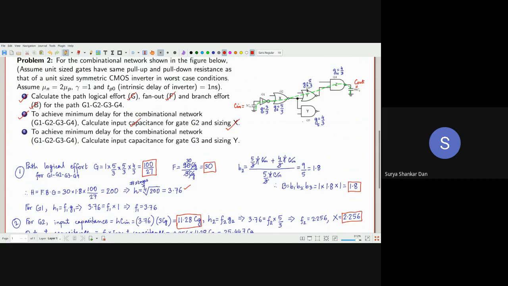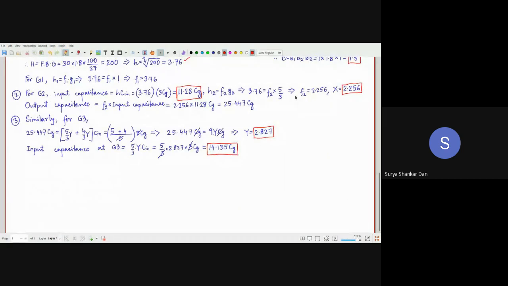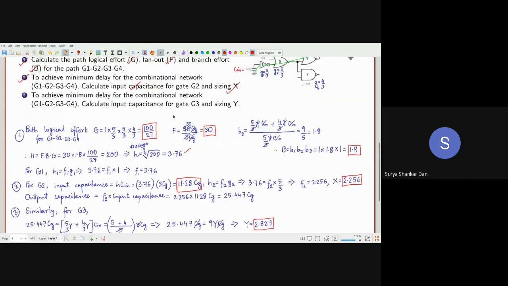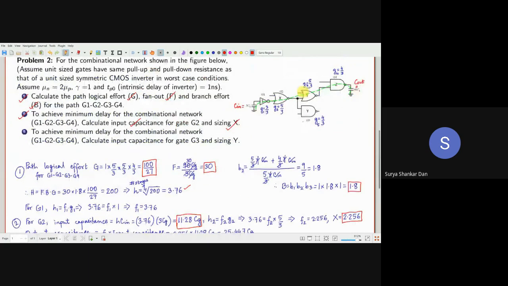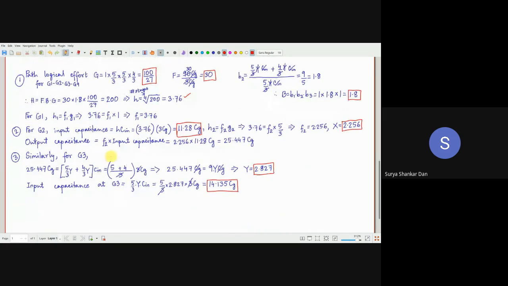Okay. Now this input capacitance will essentially be added. So whatever we have found out is the capacitance seen at this node. But do not forget there will be some capacitance for the Y also. So similarly for G3, whatever we have got, this is the capacitance over here, 25.447 Cg, equal to, now we will find its logical effort along with the sizing.